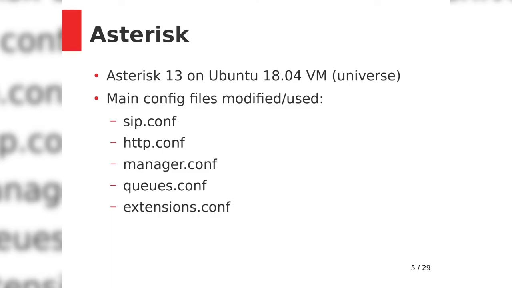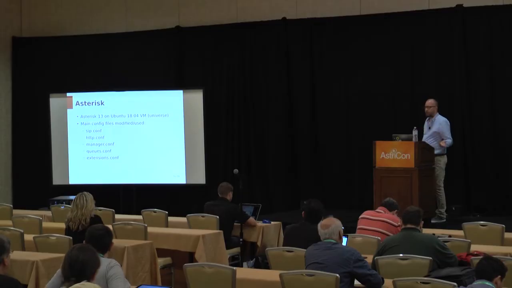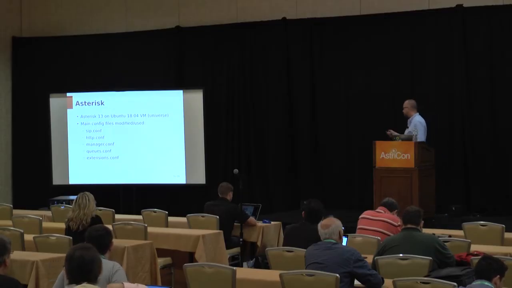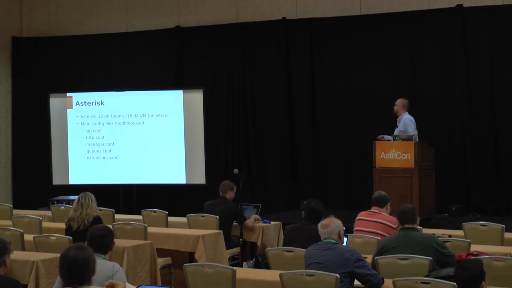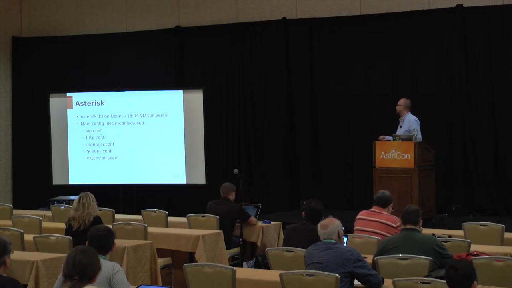Everything here is just a regular installation of Ubuntu 18.04, where I installed Asterisk 13. There's very little configuration of Asterisk: SIP to have an endpoint that we can call, HTTP so that we can serve the dashboard, the manager configuration for the manager interface connection, the queues for our call center queue, and extensions.conf, which is our dial plan.